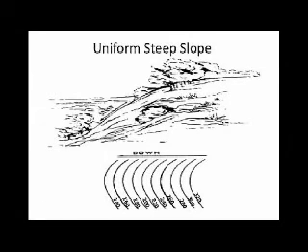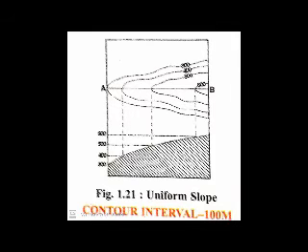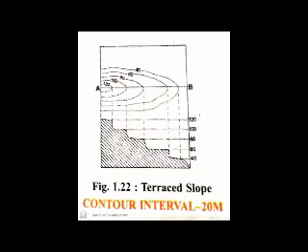Next we come to uniform slope. Now in uniform slope the ground has the same slope throughout. Uniform slope may be steep or gentle. In this, contours are evenly spaced. Next we come to terraced slope. It is also called the stepped slope. In this, the slope runs in the form of terraces. The contours run in pairs and the distance between two consecutive contours remain constant and then increases.